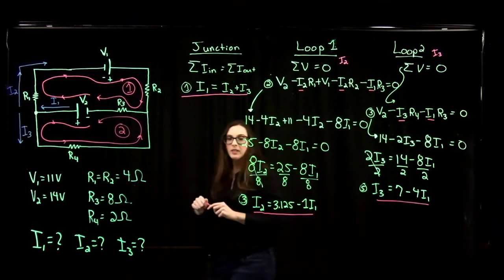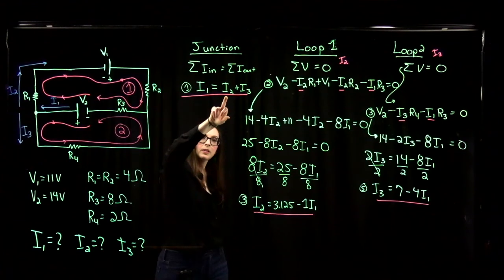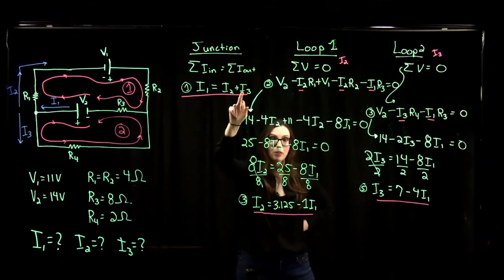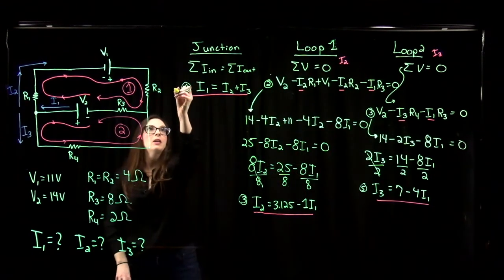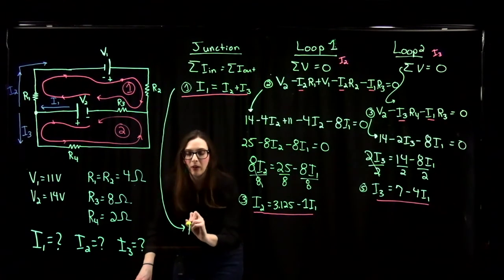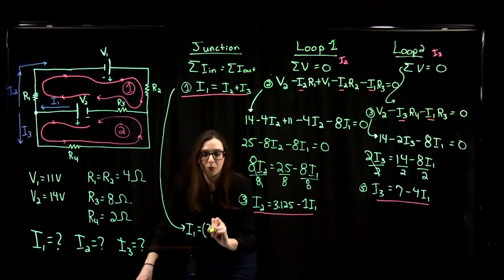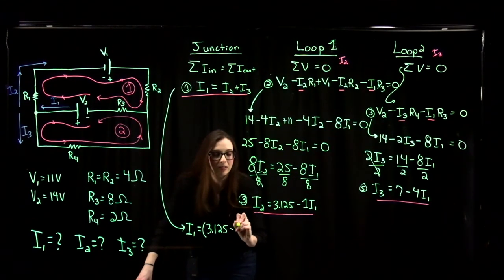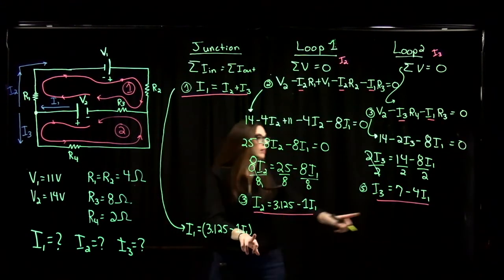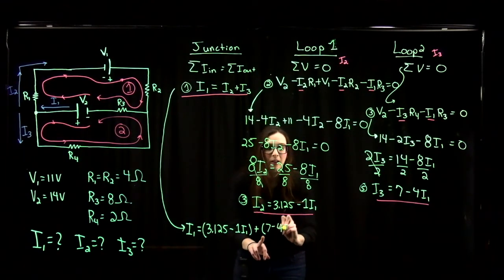And now what I can do is plug in this equation in here for I2, and plug in this equation in here for I3. Since I'm running out of room here, we're going to do this down here. I1 is equal to I2, I2 was 3.125 minus 1 I1, plus I3. I3 was 7 minus 4 I1.